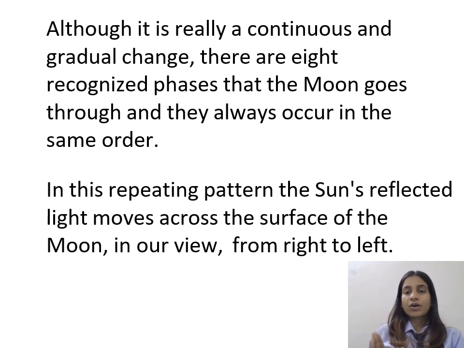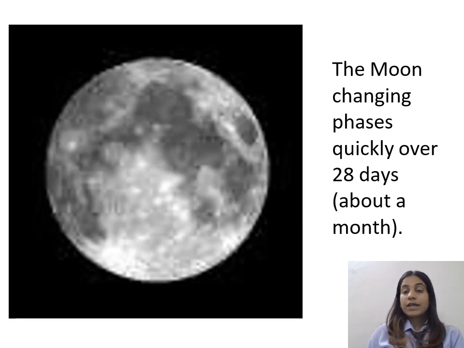Although it is really a continuous and gradual change, there are 8 recognized phases that the moon goes through, and they always occur in the same order. In this repeating pattern, the sun's reflected light moves across the surface of the moon in our view from right to left. So the moon changes phases over 28 days, about a month.